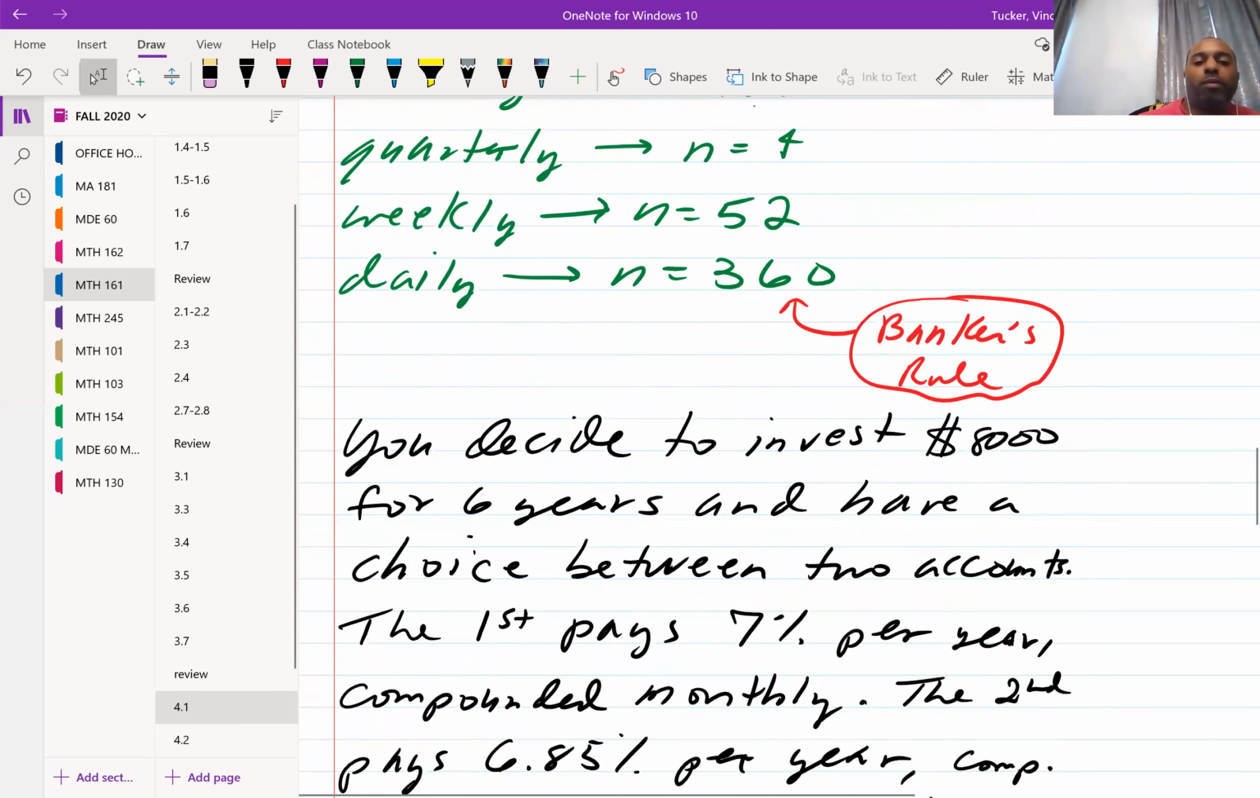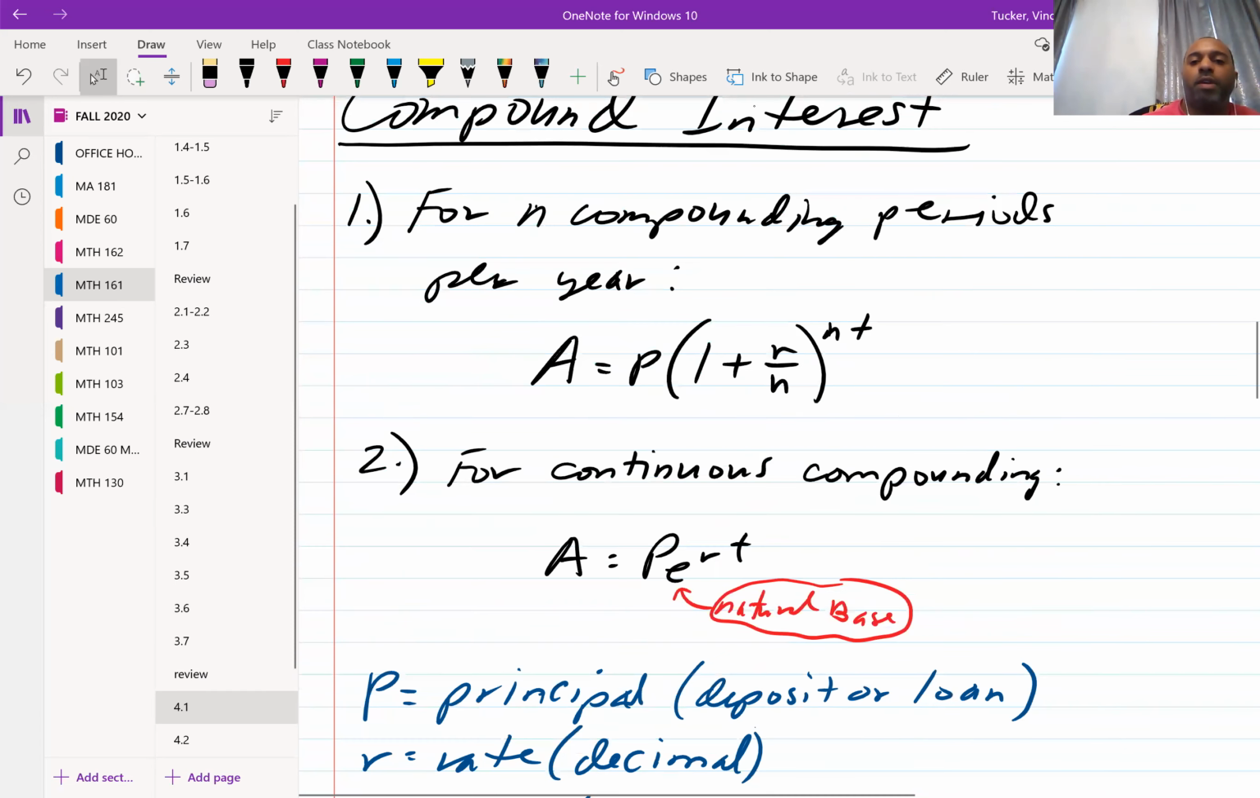So when you go back to your formulas, I just want to make sure we emphasize that if you have a compounding period, then you use this formula. But if it's compounded continuously, then we use this formula. So we're going to be using two different formulas here.